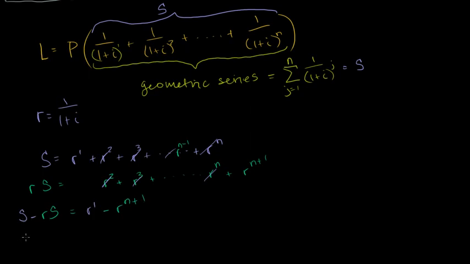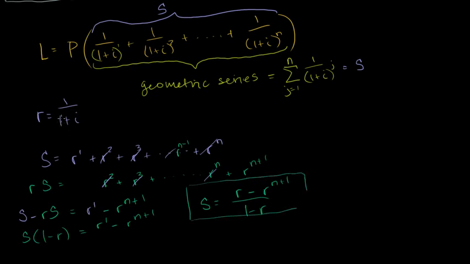Now factor out an s. You get s times 1 minus r, is equal to r to the first power minus r to the n plus 1. And now if you divide both sides by 1 minus r, you get your sum. Your sum is equal to r, I don't have to write r to the first, so r minus r to the n plus 1 over 1 minus r. That's what our sum is equal to, where we defined our r in this way.